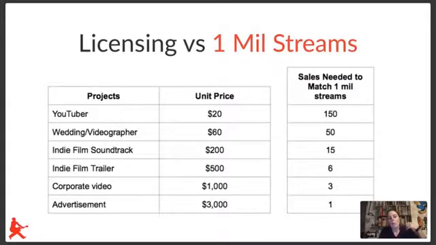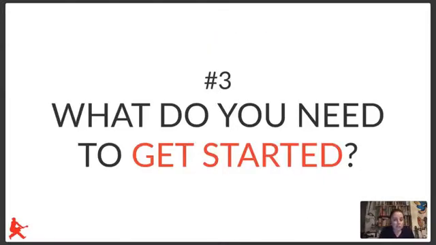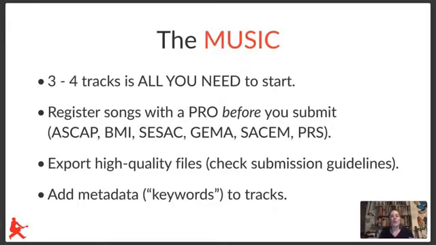Now, what would you actually need to get started licensing your music? The first thing is pretty obvious: you need the music, but you only need 3-4 tracks to get started. It's a myth, and we'll talk more about it later, that you need hundreds of thousands of tracks to make a decent living licensing your music. We have people in the program who have a much smaller catalog and are making a good living. So 3-4 tracks is all you need to start.